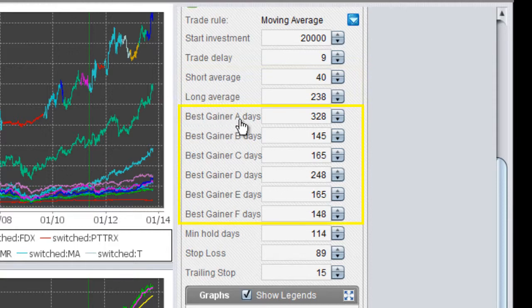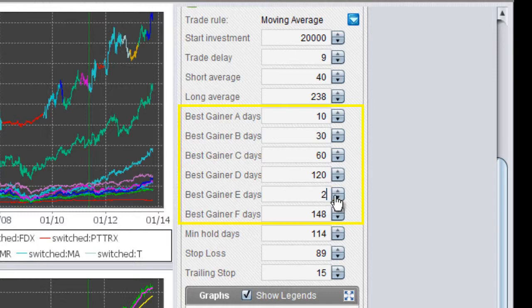We have best gainer A days through best gainer F days. And these are the parameters used to calculate the momentum for the strategy. Let me first change the values to some nice round numbers. So I'll change this to 10, how about 30, 60, 120, 240, and 300.